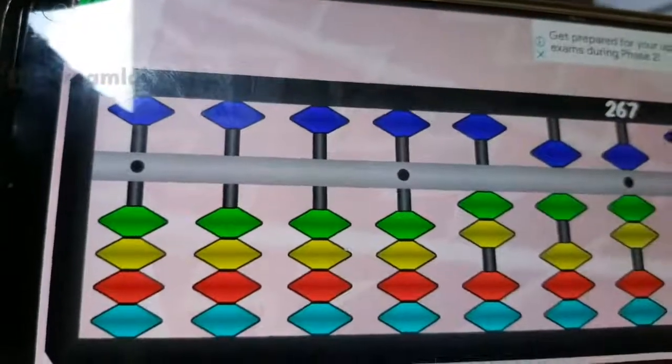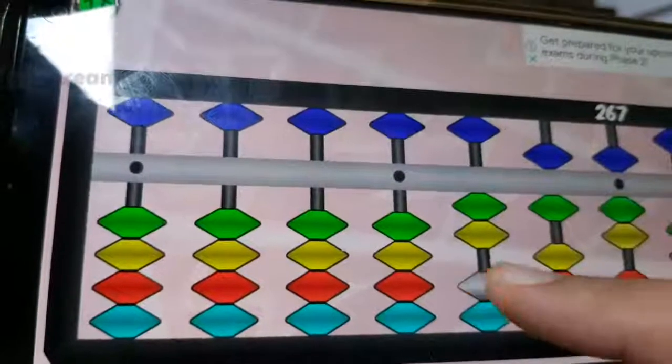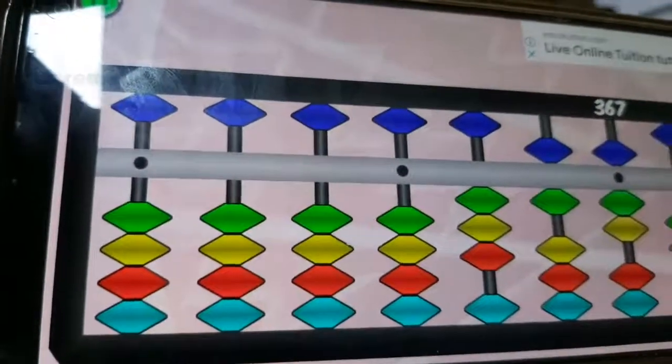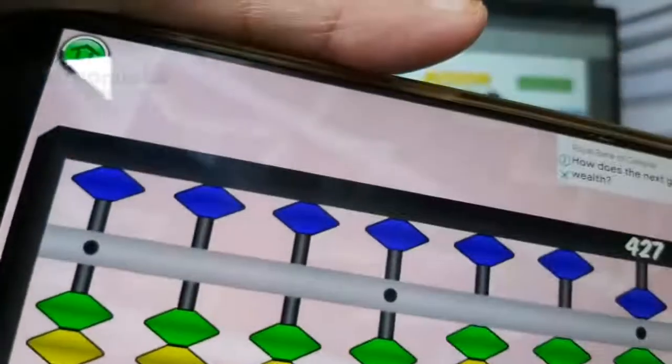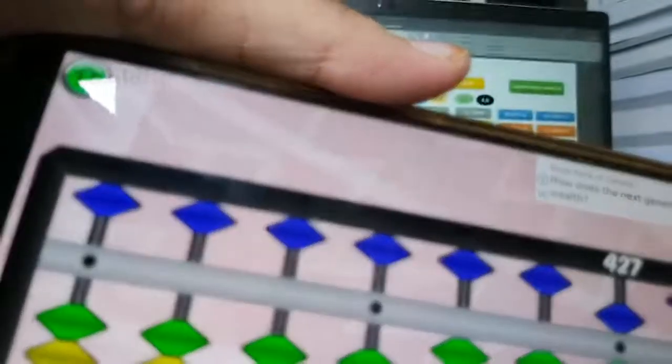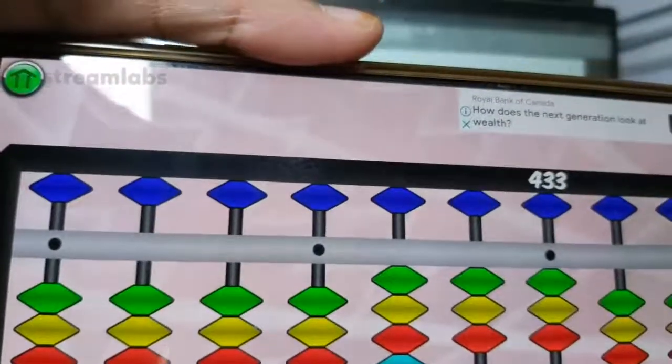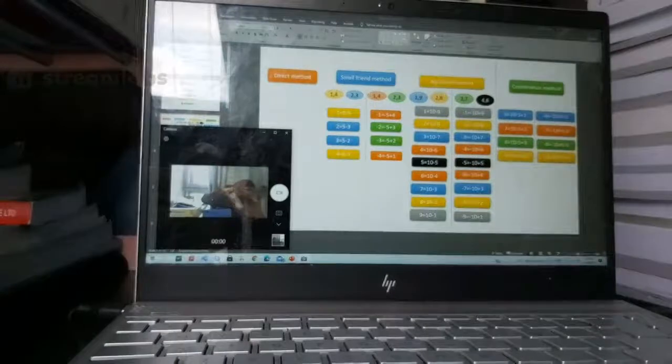267 plus 100, correct. And then for 6, papa, mama, babies up. Zobi! Ask her Zobi to come here. You sit here. So papa, mama, baby, sub, and then need to add 6 here. So papa, mama, baby, sub. So 433 is the right answer.